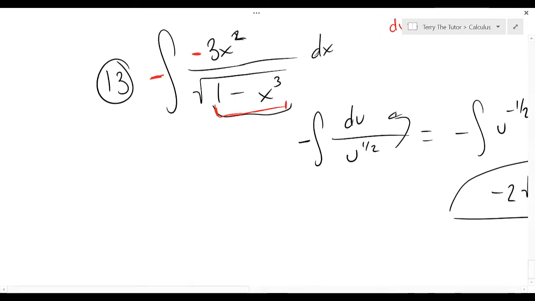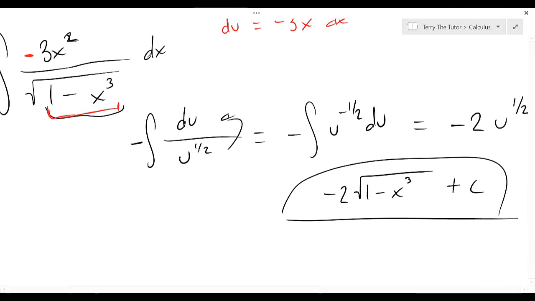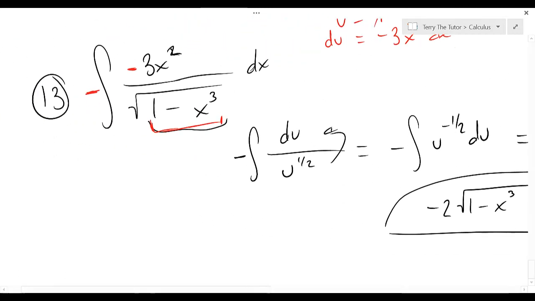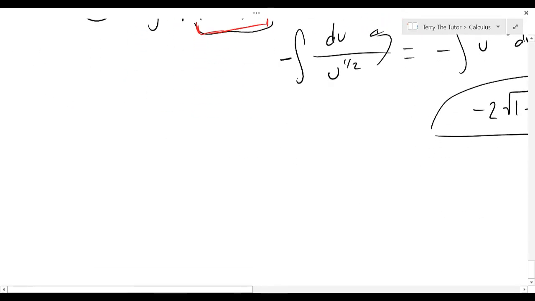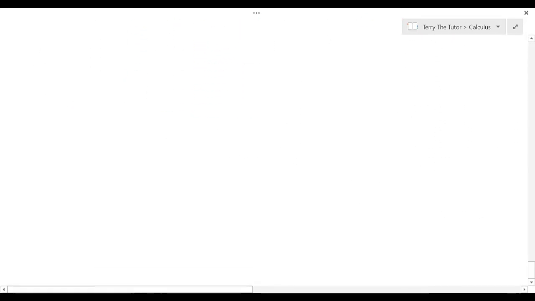Not too bad so far. It's easy to see where you could get lost, but practice, practice, practice. Practice makes perfect. Number 14.